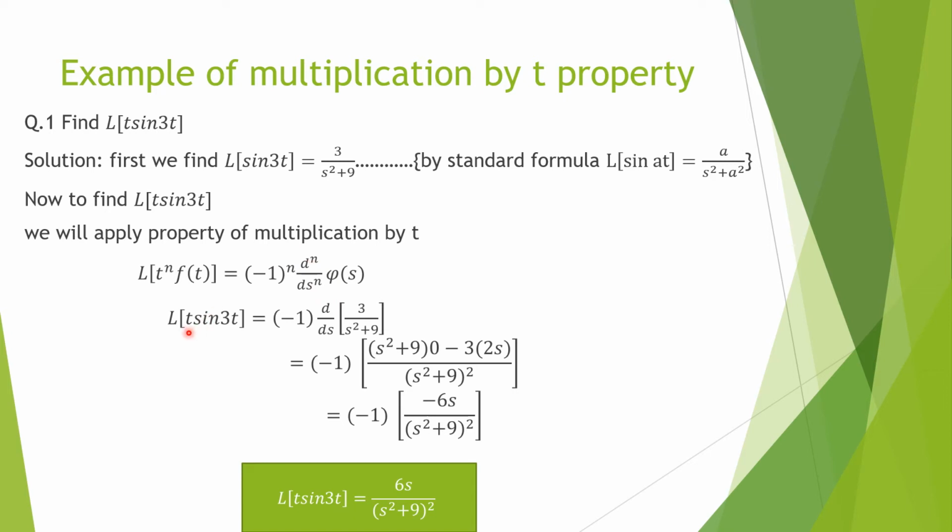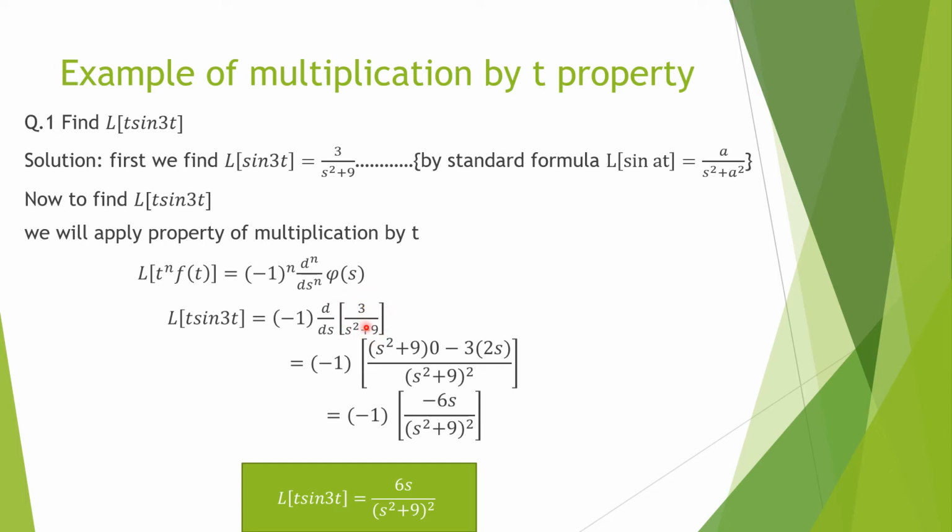So here we have t raised to power 1. So Laplace transformation of t raised to power 1 sine 3t is minus 1, one time differentiation, that is d by ds of phi of s. Here we have phi of s is 3 upon s square plus 9.